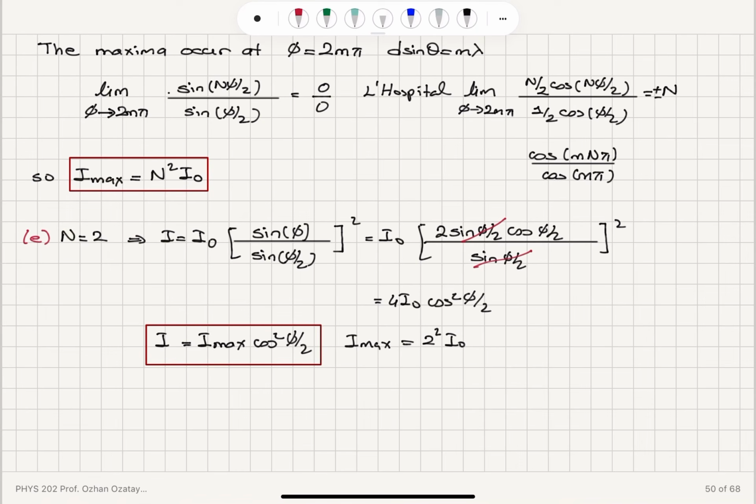For N equals 2, we obtain sin(Nφ/2) is sin φ, which is 2 sin(φ/2) cos(φ/2). The sin(φ/2)'s cancel. We obtain 4 times I0, which is 2 squared times I0. So it's maximum intensity times cosine squared(φ/2).